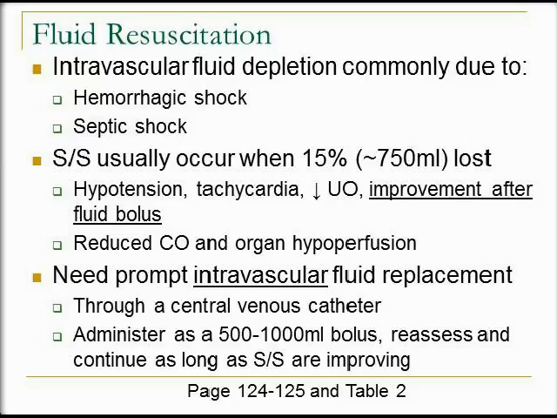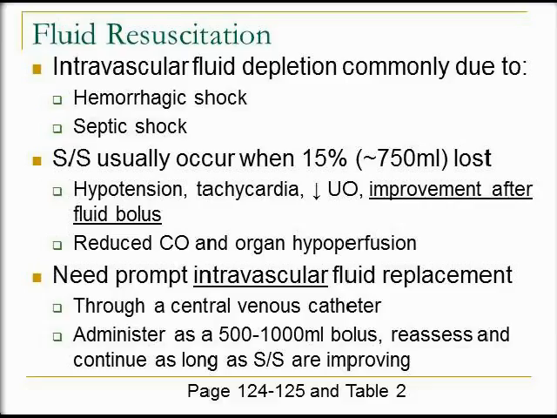Some signs and symptoms of intravascular volume depletion occur when you have about 15% of your volume lost, or right around 750 mils. These symptoms are hypotension and tachycardia. You can have a reduction in urine output. One of the best signs, though, is when you give a fluid bolus, their parameters improve. That's one of the best indicators of intravascular volume depletion, is when you give them a bolus of fluid and things get better. That's essentially the patient saying, "Thank you, I'll have another." Some other signs and symptoms are reduced cardiac output and evidence of organ hypoperfusion, which can lead to organ dysfunction and death. So this is when you get into a higher mortality rate with patients.